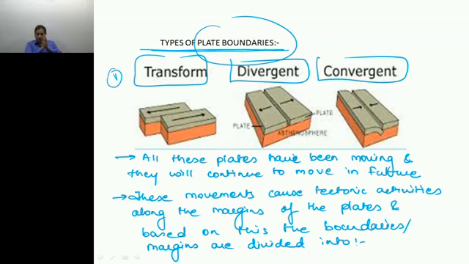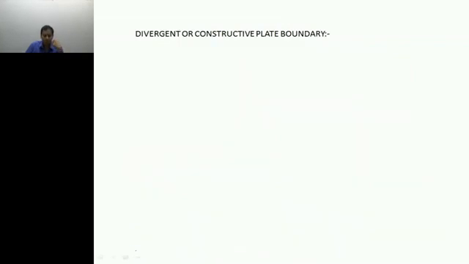So the types of plate boundaries can be divided into transform, divergent and convergent plate boundaries. These diagrams are simple enough to be drawn in the examination. Now we will study each and every plate boundary in detail. First, starting with the divergent plate boundary. The divergent plate boundary is also known by a different name, a constructive plate boundary.